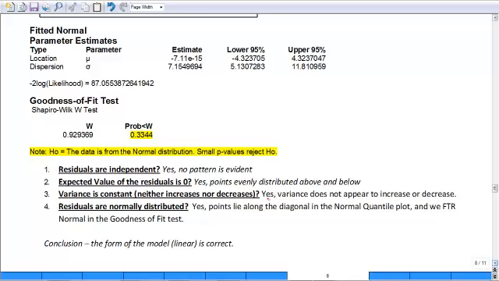In conclusion, residuals are independent. We don't see any pattern. Expected value looks like it's 0. The variance is reasonably constant, and the residuals are normally distributed. Altogether, that means the form of the model is correct, and we can move on to step 5.